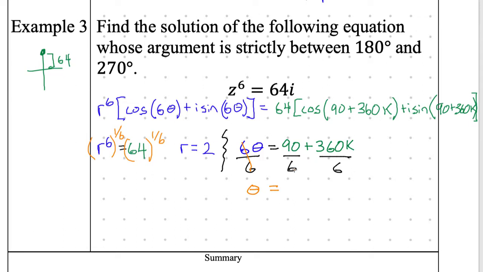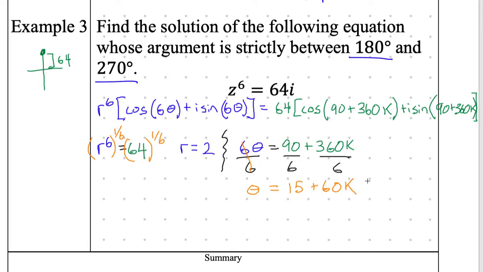And 90 divided by 6, that is 15, because I'm just reducing top and bottom by 3, 45 over 3 turns into 15. You can always use a calculator on this one. Calculators are okay. And then on this one, 360 divided by 6 is 60k, so plus 60k. So we're basically there. We now have to follow what the problem is telling us. The argument here, the theta here, has to be strictly between 180 and 270.